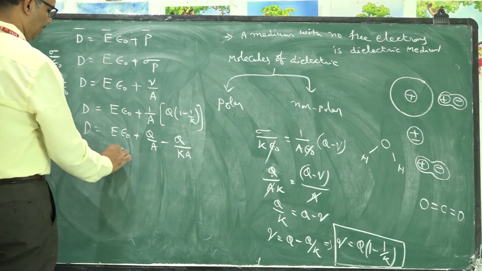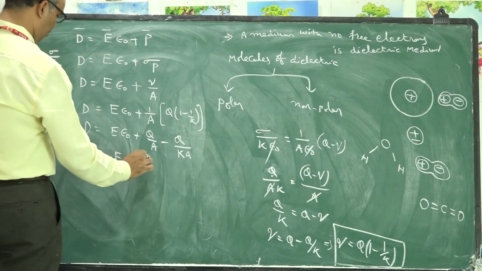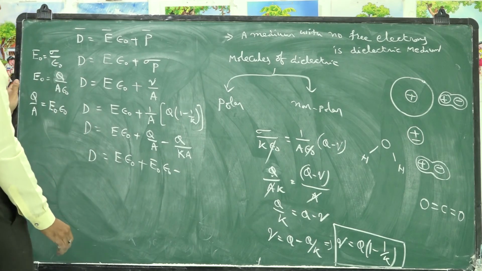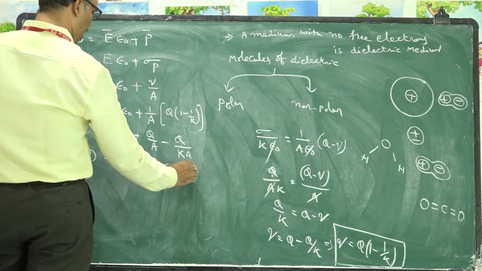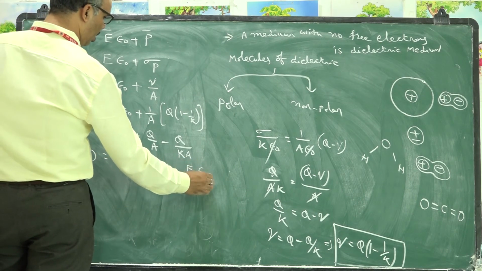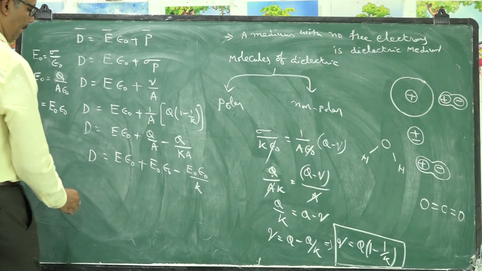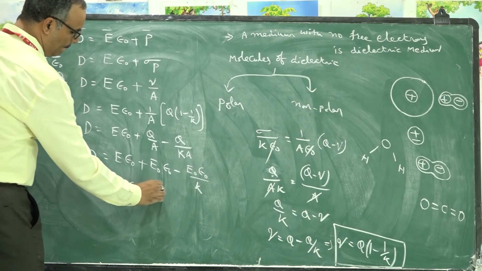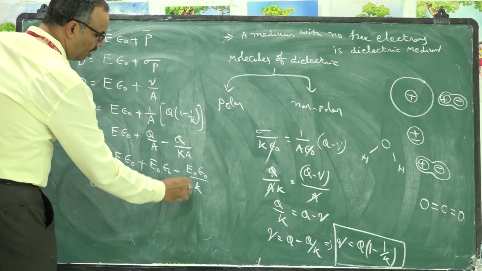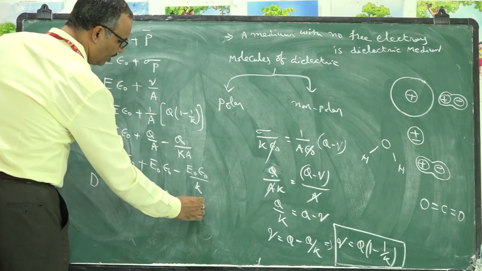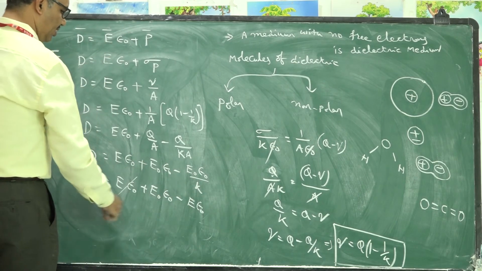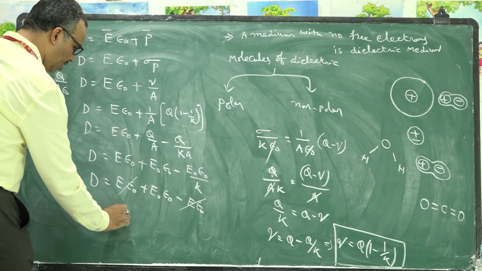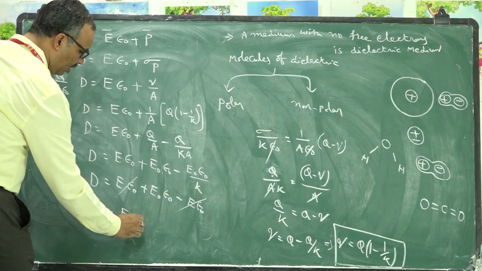D can be written as E epsilon naught plus E naught into epsilon naught minus E naught into epsilon naught by K. E epsilon naught plus E naught into epsilon naught, E naught by K is the reduced field. This and this get cancelled. E is equal to E naught by K, so D is equal to E epsilon naught.